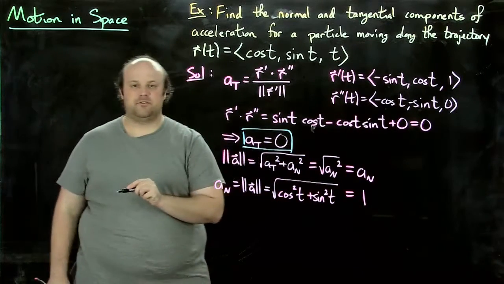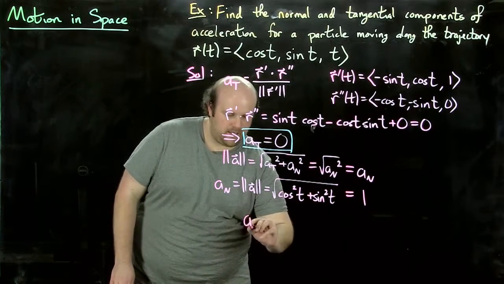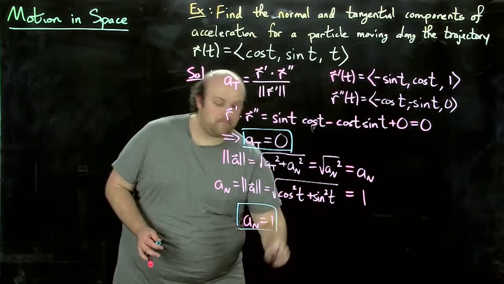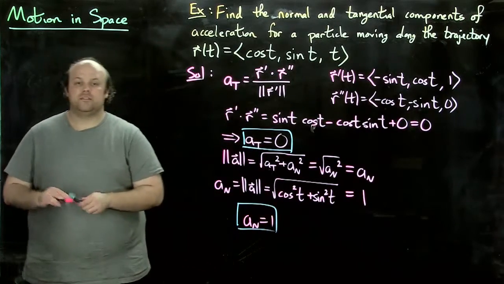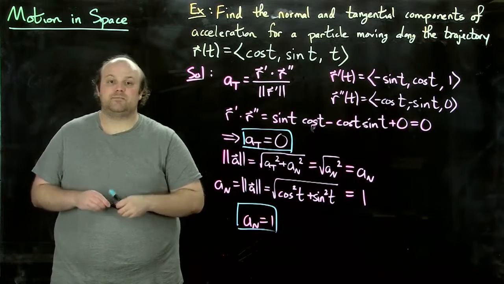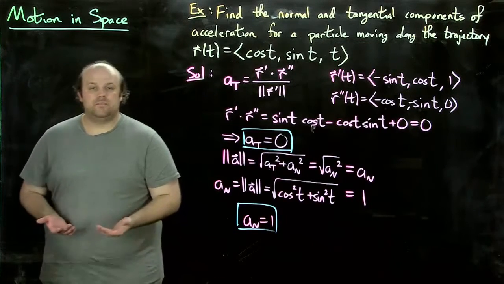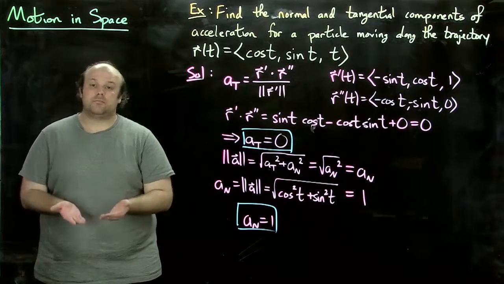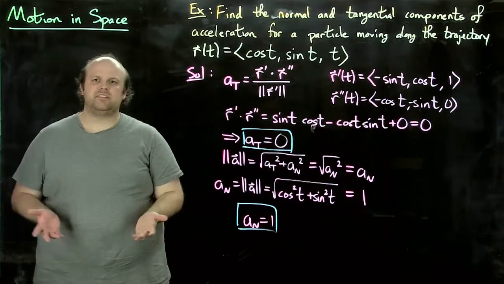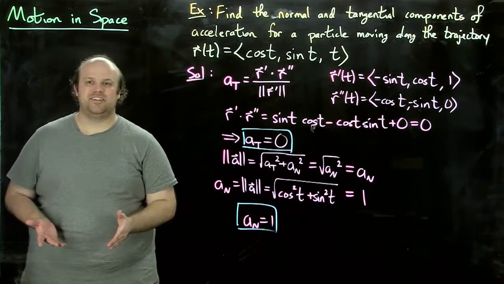So here are two answers. There's a tangential component AT equals 0, and let's write it on a new line, AN equals 1. So we can put a nice box around it. Okay? So that gives us the normal and tangential components of acceleration. And that's pretty much all there is to it. Sometimes it might involve a little more work for a more complicated position function, but it's usually not too bad at all. Okay? Hope you enjoyed the section. See you in the next one.